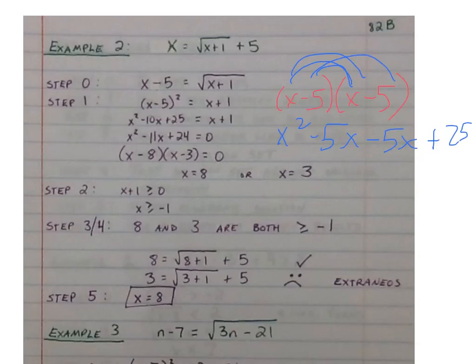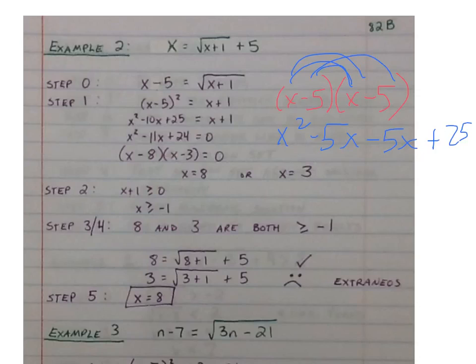So square roots, fourth roots, sixth roots. X plus 1 is greater than or equal to 0, and that makes x has to be greater than or equal to -1. Step 3 and 4, we test the solution against the constraints and the original equation. So x equals 8 and x equals 3, both are greater than -1, so it checks out against our constraints.